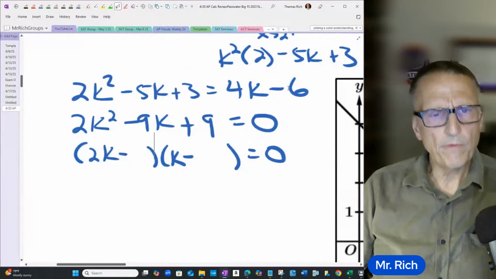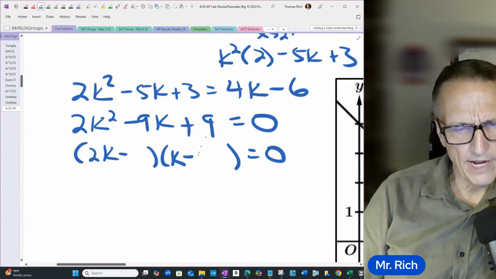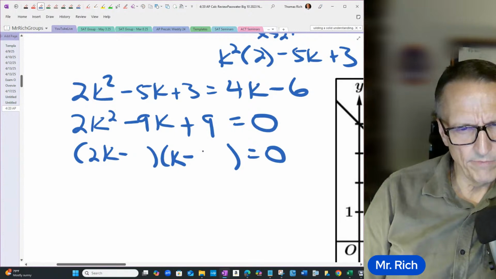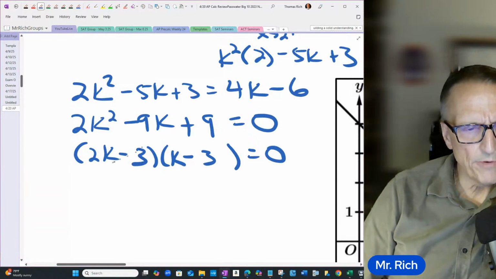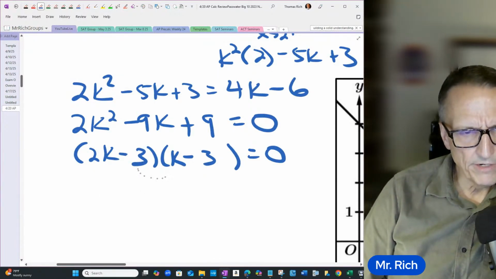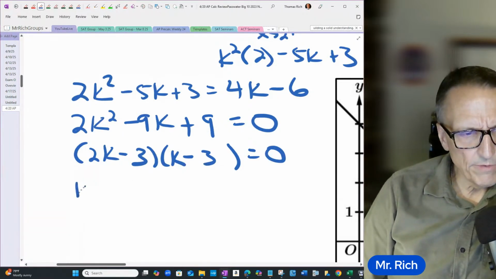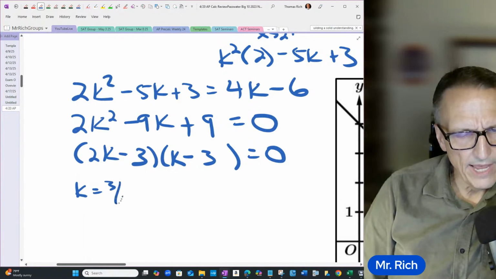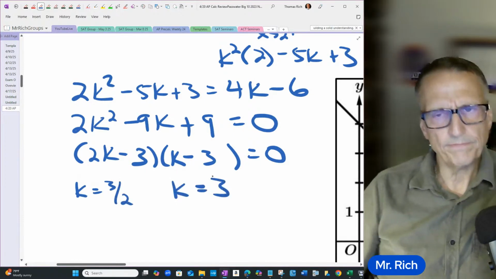All right, so now what I'm looking for here, I have to have a 9 right here. So if we go with 3 and 3, that's going to give me an outer product of negative 6k. The inner product here is a negative 3, and that's going to give me the 9k. So when I set both of those factors equal to 0, I'm going to get an answer of 3 halves, and I'm going to get an answer of 3.